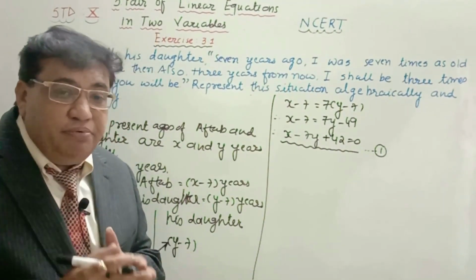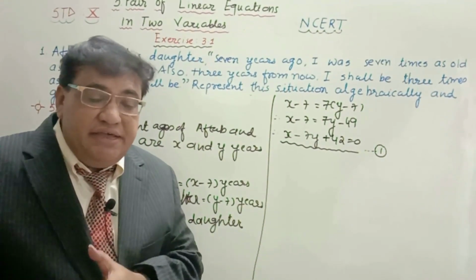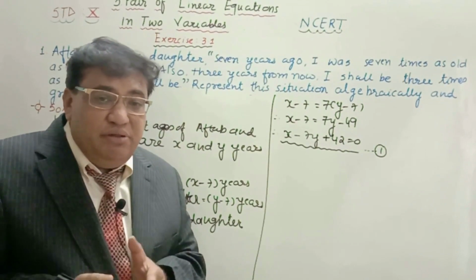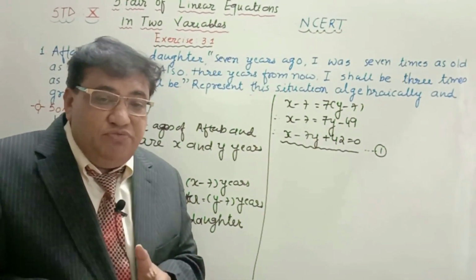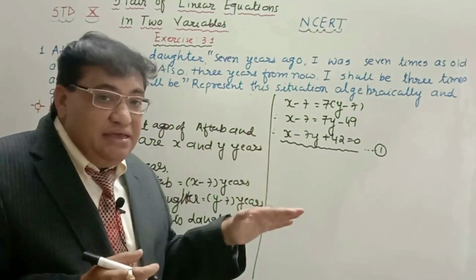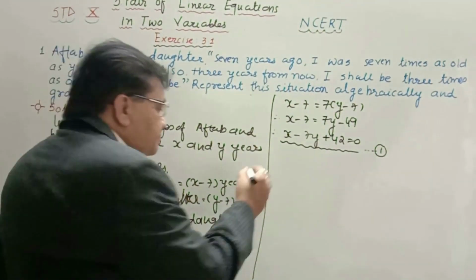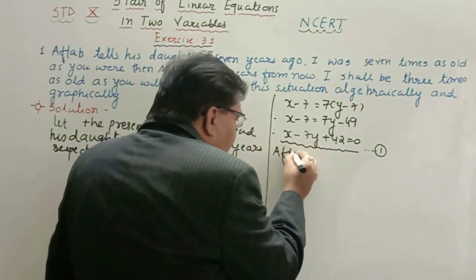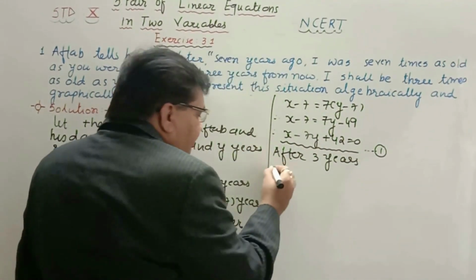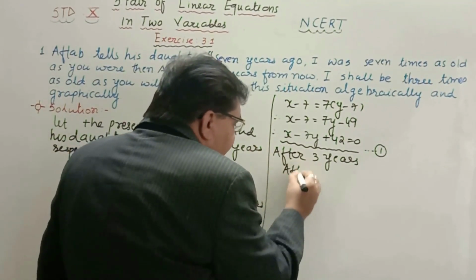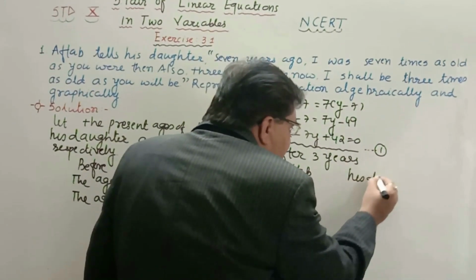So present age of Aftab is X years. So what will be the age of after 3 years? X plus 3. And what will be the age of his daughter? Y plus 3. So after 3 years, the age will be X plus 3 and Y plus 3 of Aftab and his daughter. After 3 years, we write the left side Aftab and right side his daughter.